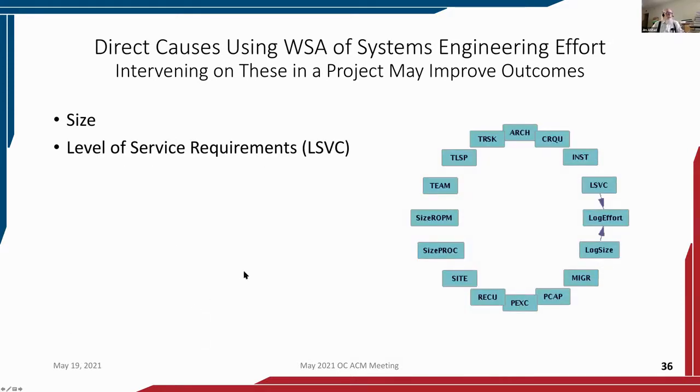Now on systems engineering, we have just two direct causes of log effort. This is a level of service requirements parameter, and we have the size parameter. And those are the only two direct causes of effort for COSYSMO 3.0 data.